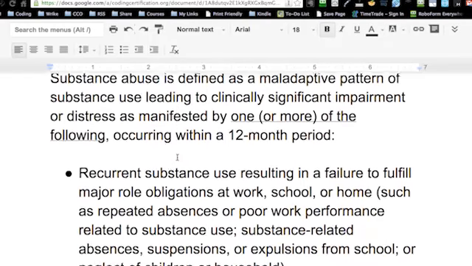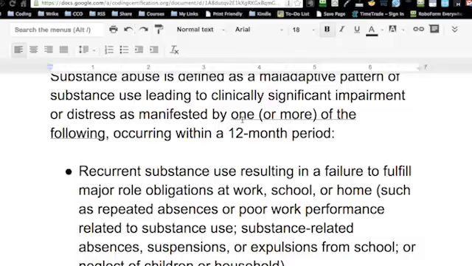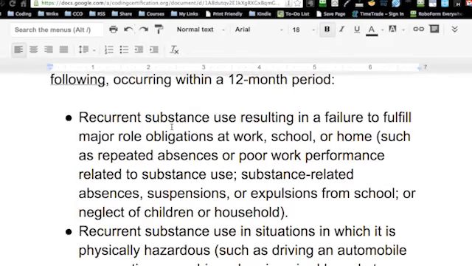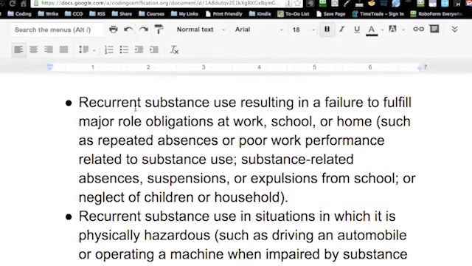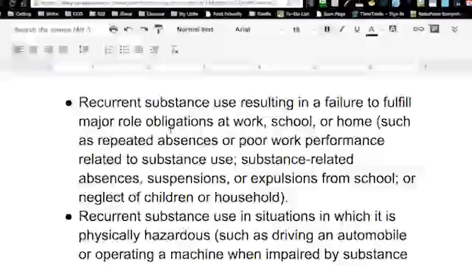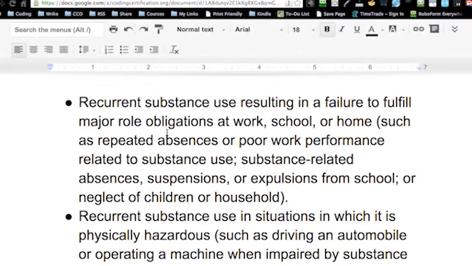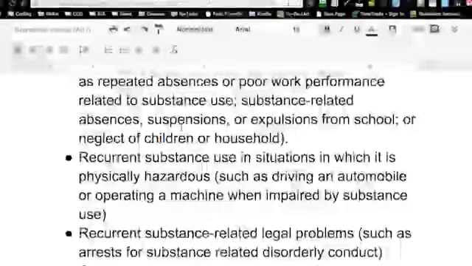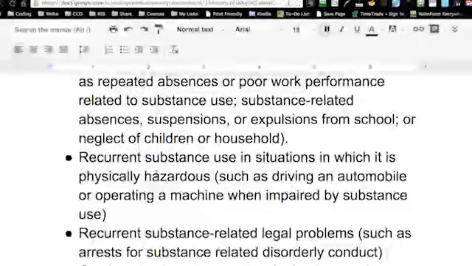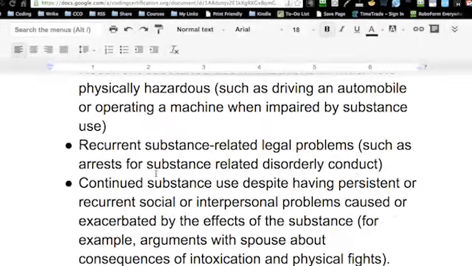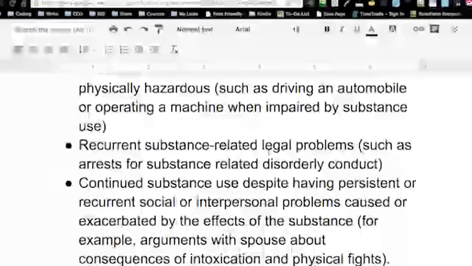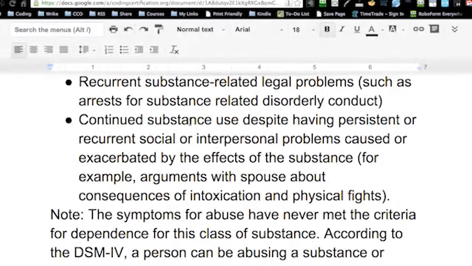Now here's where the differences come. They're going to have one or more of the following occurring within a 12-month period. Recurrent substance use resulting in a failure to fulfill major role obligations at work, school, or home. The second bullet, recurrent substance use in situations in which it's physically hazardous. Recurrent substance-related legal problems. Continued substance use despite having persistent or recurrent social or interpersonal problems.